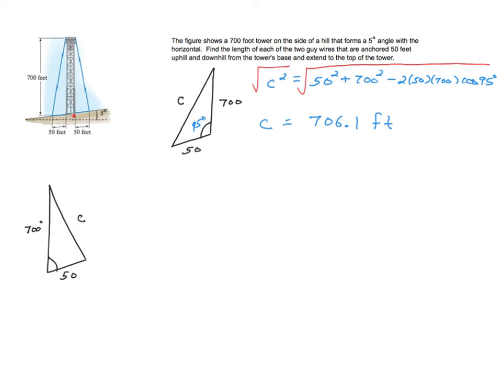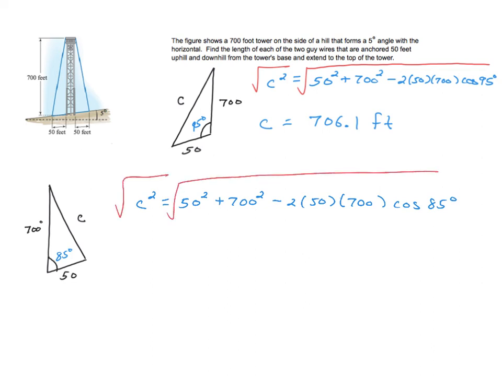Okay, this angle, it's not a right angle because the hill is moving upward, but what angle is it? Well, it's going to be 5 less than 90 degrees, so this time it's an 85-degree angle. So all I did to figure out this angle was I took 90 degrees and I subtracted off the 5 degrees that the hill is sloping upward. From here, if you want to solve for the length of C, by the law of cosines, c squared is equal to 50 squared plus 700 squared minus 2 times 50 times 700 times cosine, but this time it's cosine of 85 degrees.